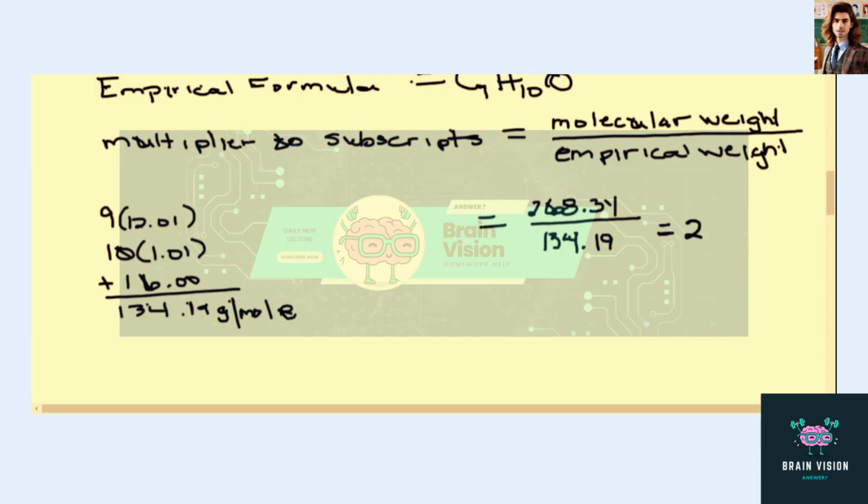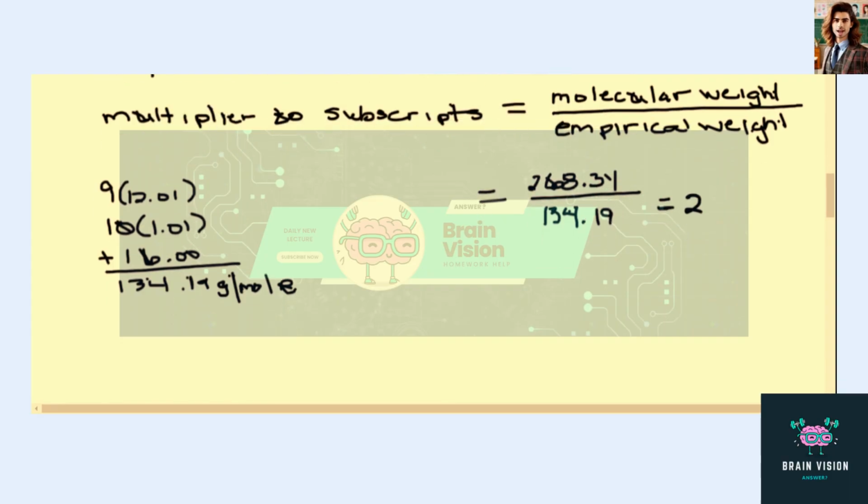Okay, so that multiplier is going to be equal to that molar mass that we were given, which is 268.34 divided by the 134.19, which is equal to 2. So now the molecular formula, I multiply all of my subscripts by 2. So the molecular formula is equal to C18H20O2. And there we have it. So it's not a hard process, it's just a lengthy process.